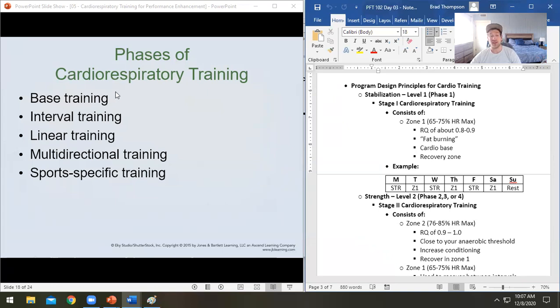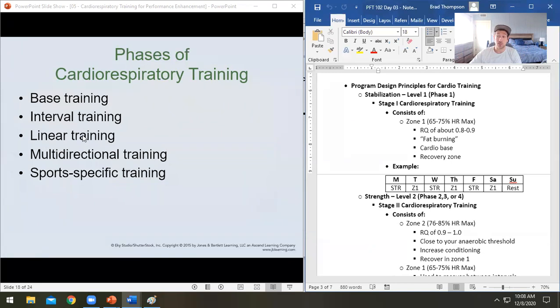But you start with your base training, where you build up your endurance. So you go for general jogging, right? Then you start to introduce interval training. You start to do some zone 1 to zone 2 training. Maybe then you get pretty good at that, so you start to go zone 1, 2, and 3 training, right? That's your interval training. Then we start to get into some linear sprinting.